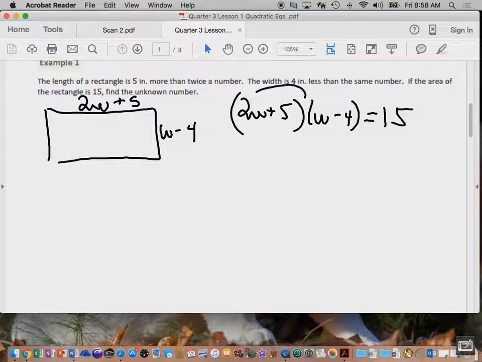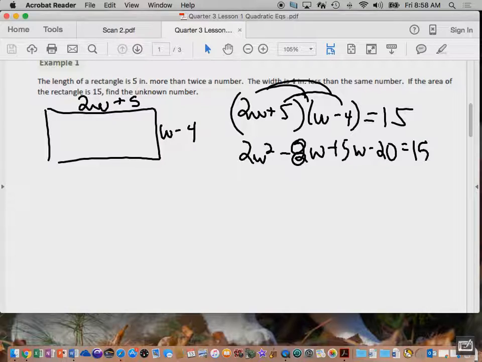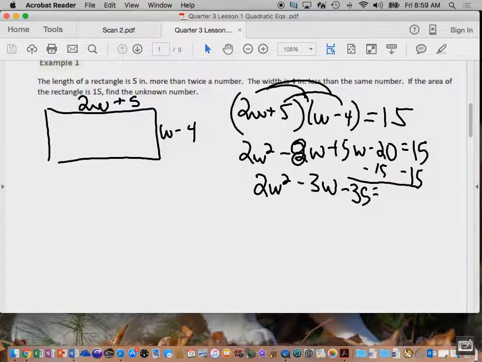Cover up the 5, distribute the 2w. Cover up the 2w, distribute the 5. So I get 2w squared minus 8w plus 5w minus 20 equals 15. Putting it all together, I get 2w squared minus 3w, and then I'm going to go minus 15 here, minus 35 equals 0.